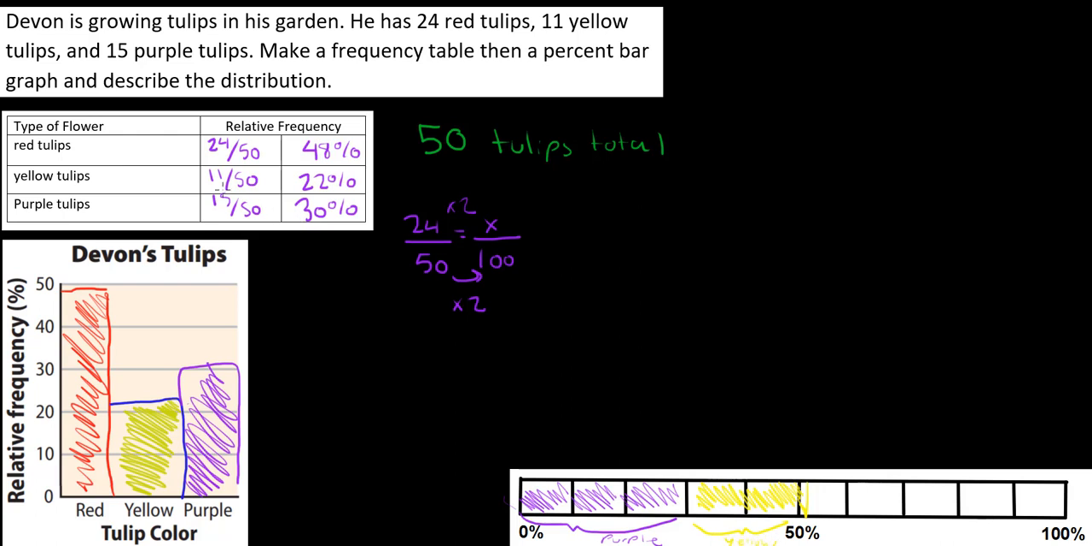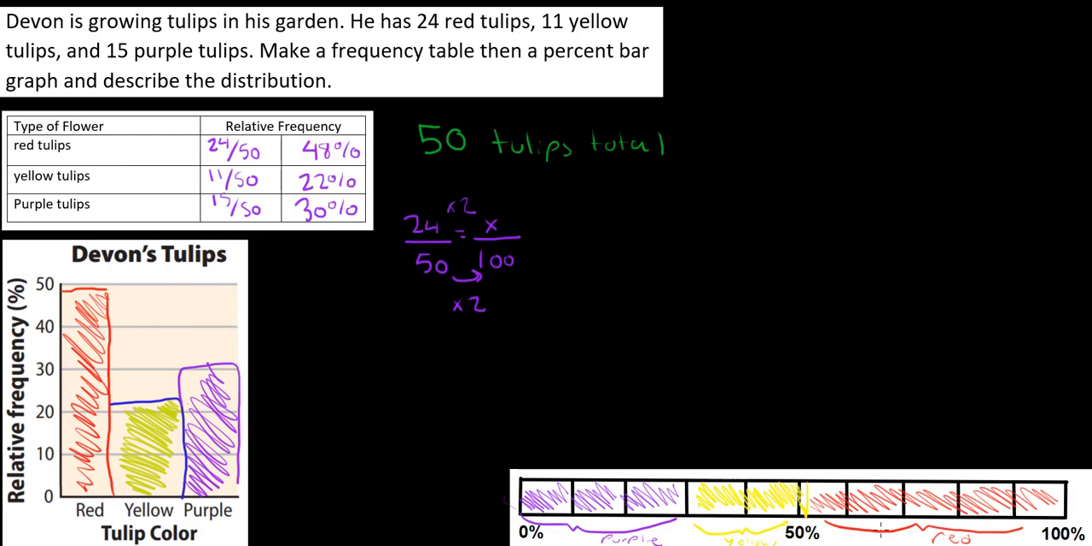Okay, kind of hard to see. And then lastly, our red tulips, which are 48%, which is basically 50, basically half of this. So now that's going to be everything else. Alright, so this is going to be our red.